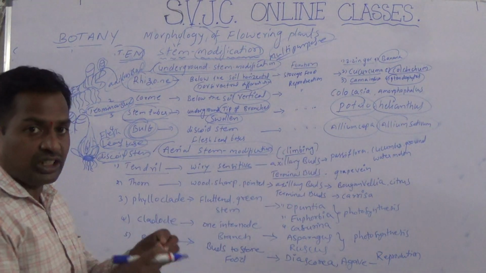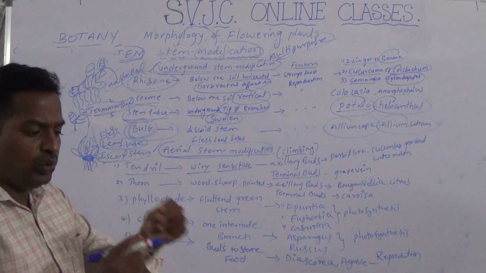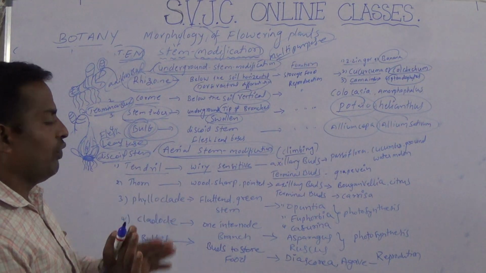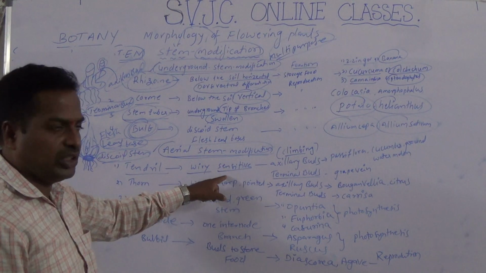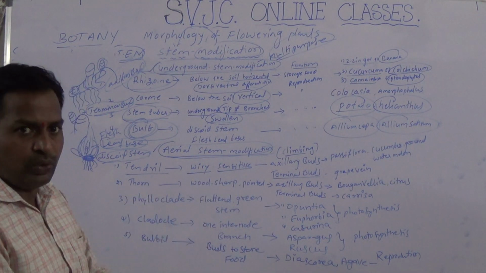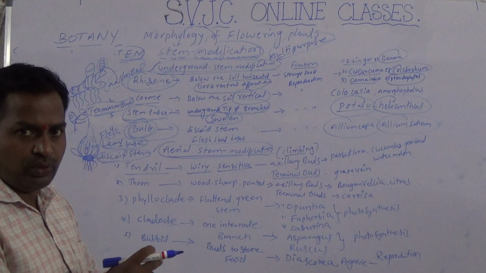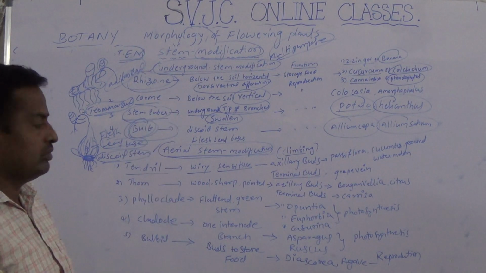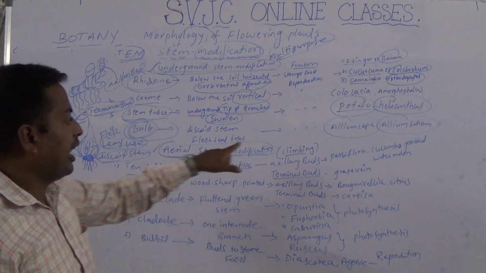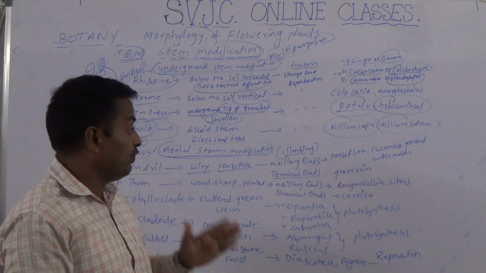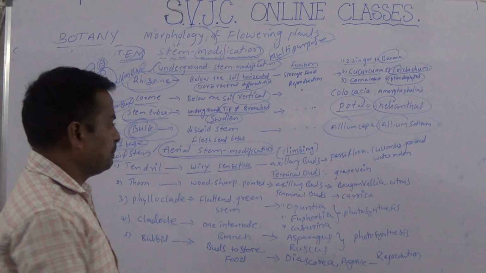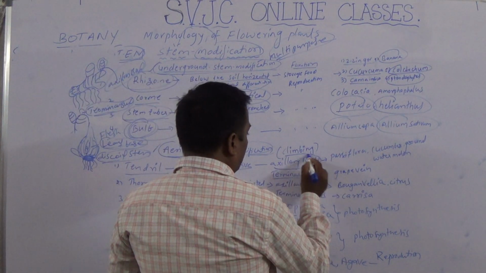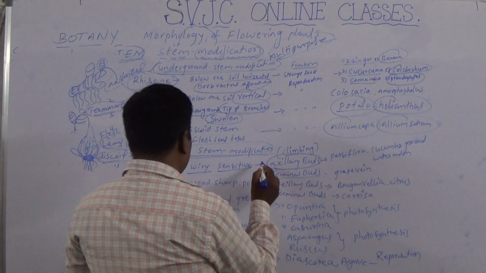When we provide support, the tendril coils around that support and is useful for climbing. If you provide any support, the tendril coils around that support and the plant climbs. So what is the function of the tendril? Climbing. It arises from which part? It is important: axillary buds as well as terminal bud. Axillary buds or terminal buds form the tendril.